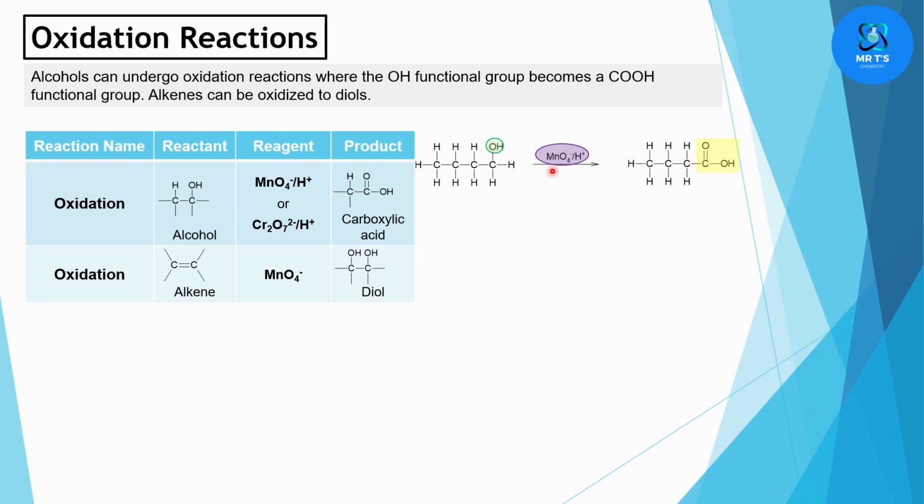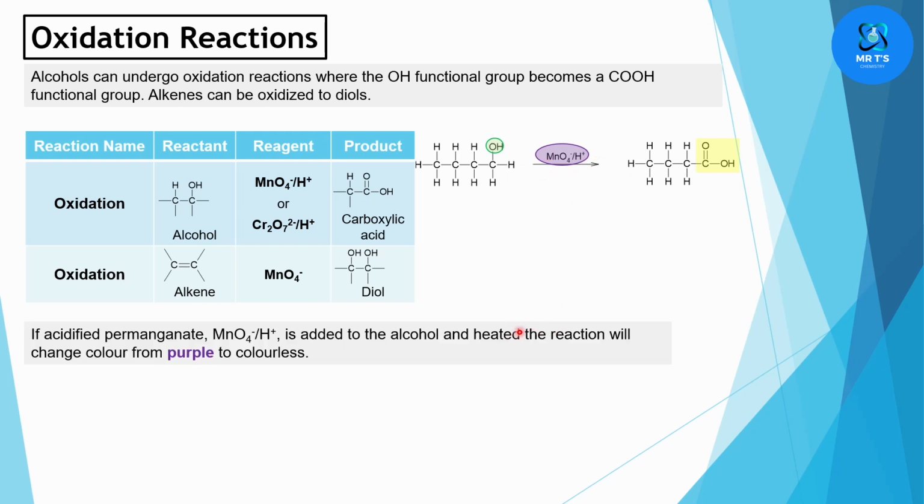So we can use this acidified permanganate. It is actually a purple color, and as the reaction proceeds, the purple color will become colorless. It produces manganese ion, which is colorless, and you will notice that this reaction will go from purple to colorless when you heat it.